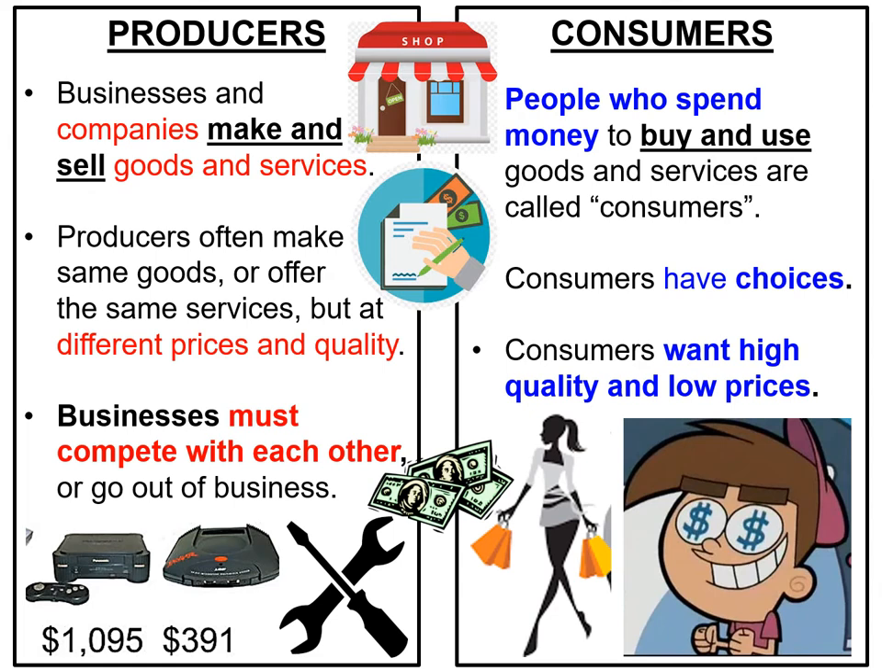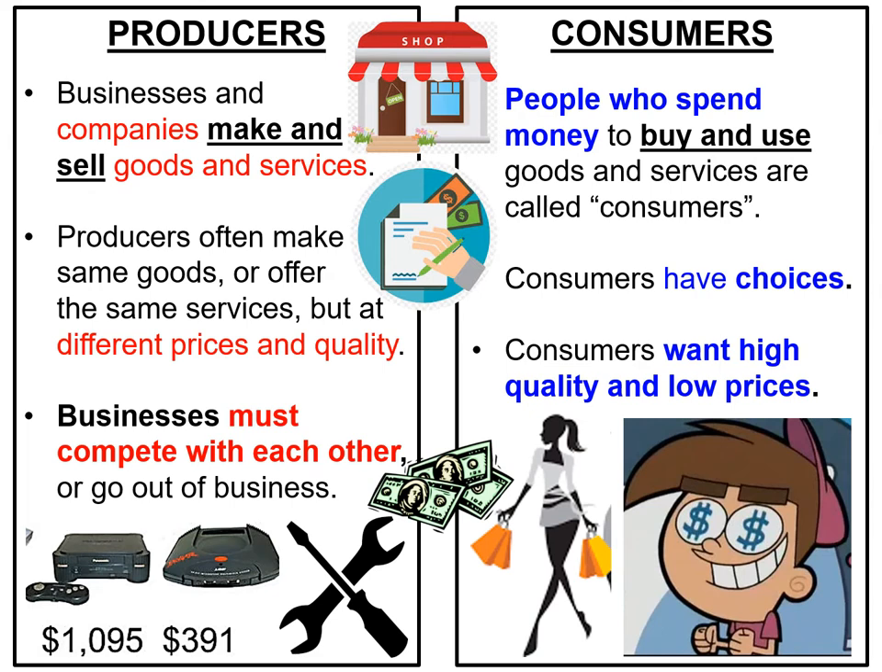Okay, so those are the producers, the companies that are making and selling the product or providing a service. Now, when people spend money to buy or use something like a good or a service, we are called the consumers. We spend our money. We're consumers. We buy things. We use things. We go to stores and we spend our money. As consumers, we have choices. We get to decide what we want to buy. And usually consumers want a very high quality item, but we want low prices. We want something that's good, something that's valuable, something that is well made, but we don't want to pay too much for it.